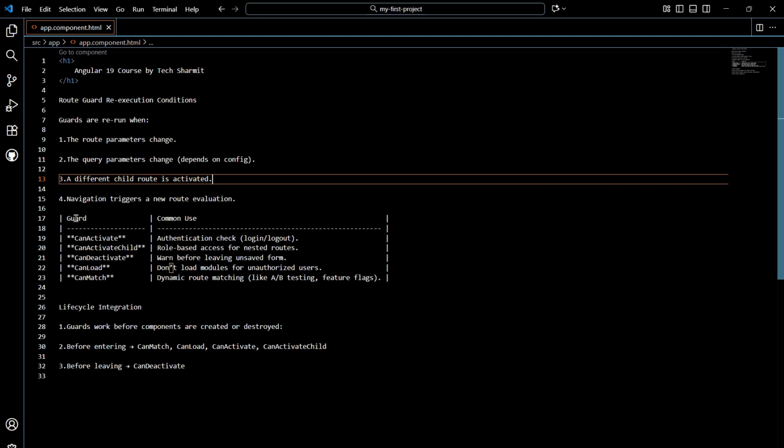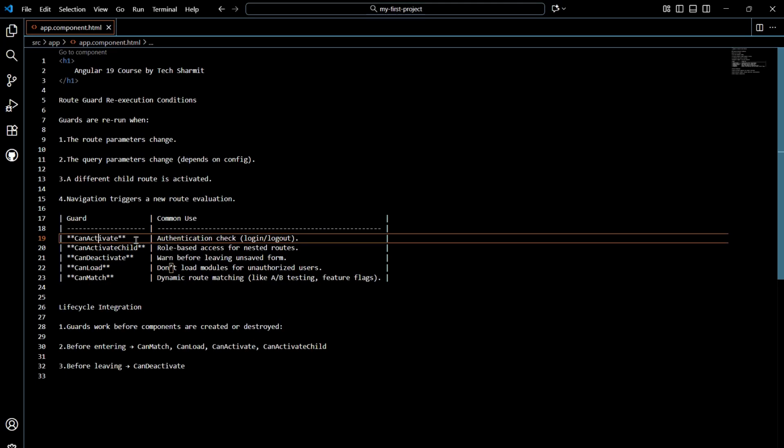Now we will talk about the route guards with their common uses, because we know there are multiple route guards, but it's time to understand which route guard is used in what conditions. The first route guard is canActivate. The canActivate route guard is commonly used for authentication checks, like login process, logout process. So in those situations, the canActivate route guard will be executed.